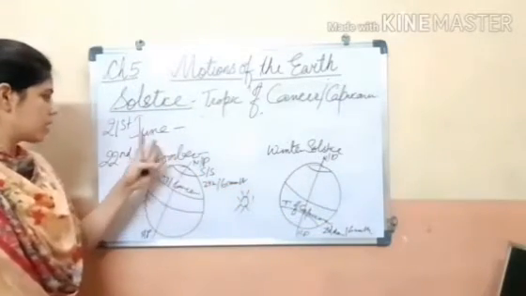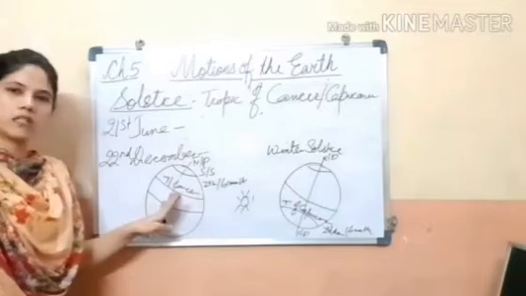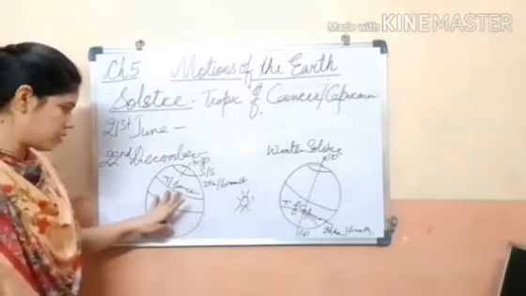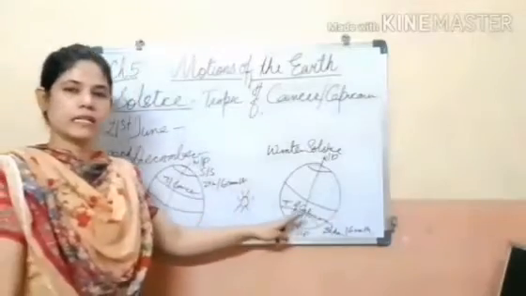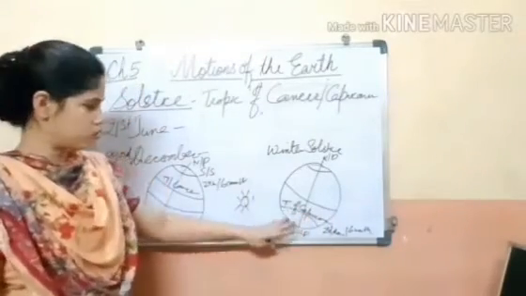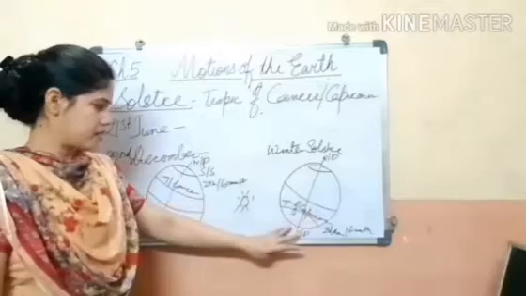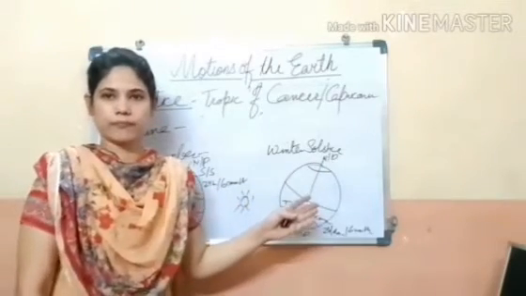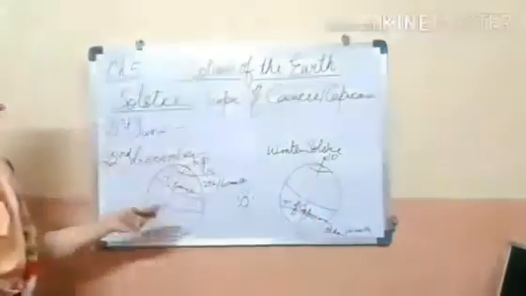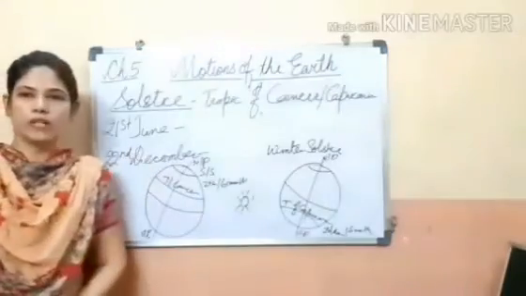In the summer solstice, the northern hemisphere gets the direct sun rays on the Tropic of Cancer. In the winter solstice, the Tropic of Capricorn gets the maximum sun rays, and the southern hemisphere has summer while the North Pole has winter. So this is all about the movement of the Earth.